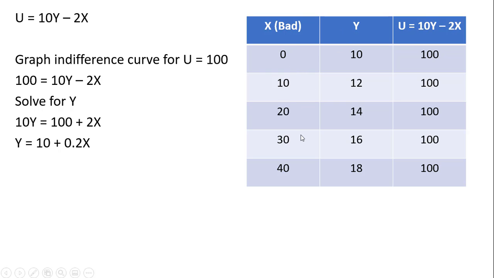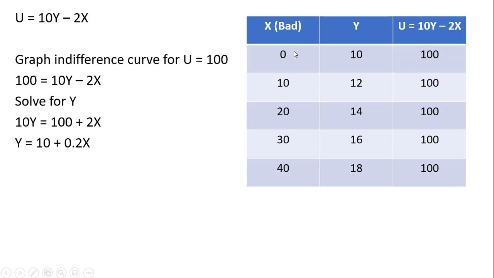And then I just use this table over here to plug in various values of x. So if x is 0, y is 10. This combination of x equals 0, y equals 10, when plugged back into the utility function, gives us exactly 100 units of utility. Plugging 10 in for x and 12 in for y will be another combination that gives an exact amount of utility equal to 100, and so on. So just some various combinations of x and y that give the consumer an equal amount of utility.